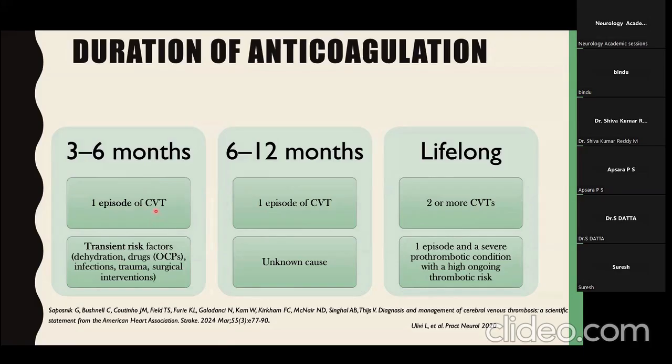If a patient has one episode of cerebral venous thrombosis with any transient risk factors associated, the patient is less likely to have a recurrent event, so anticoagulation therapy can be for 3 to 6 months. If CVT is identified as one episode with an unknown cause, anticoagulation can be considered for 6 to 12 months. If they have recurrent CVT, or an identified prothrombotic condition with a high thrombotic risk, the patient needs lifelong anticoagulation.